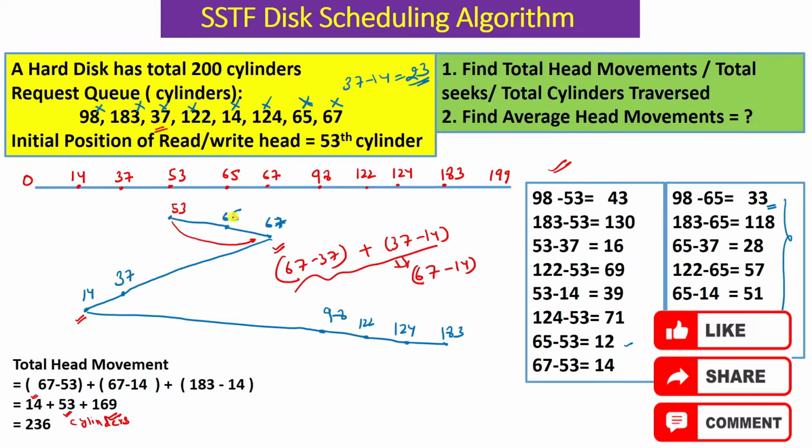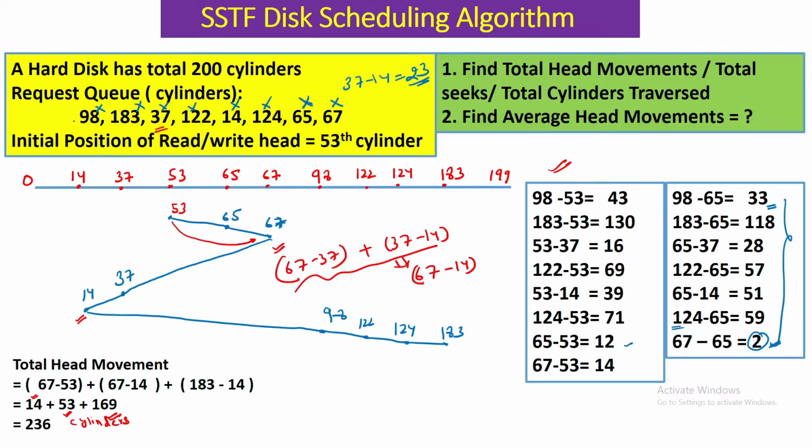Then from 65, out of all these requests, we saw that 67 is closer to 65. So from 65, we find the difference with 98, then 183, 37, 122, and so on. With the help of this table, we find that 67 is at the closest position to 65. So we move to 67 from 65, and accordingly our current position will become 67.